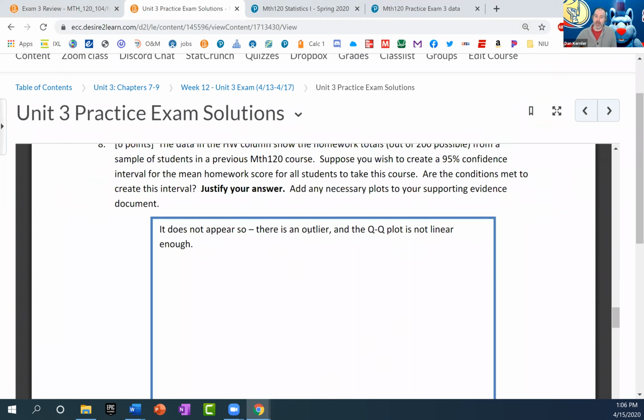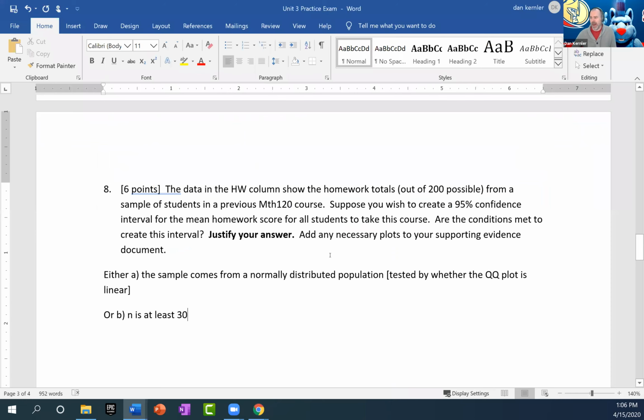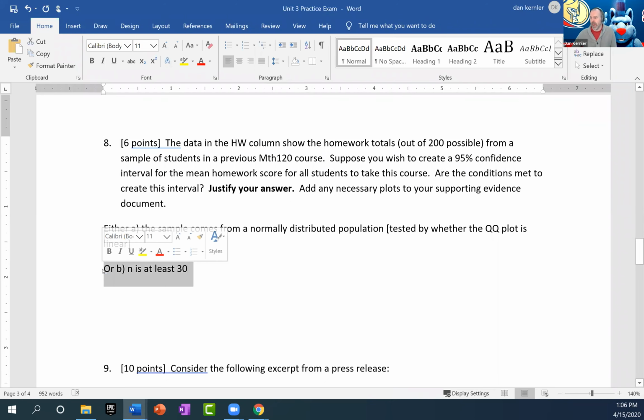There's an outlier, right? So I think that outlier is the red flag to me. If the QQ plot is relatively linear, okay, but the outlier, and the n at least 30 also has no outliers in it, incidentally. So it looks like we don't have at least 30, and there's an outlier, and so it's not approximately normally distributed. So the answer there is no.